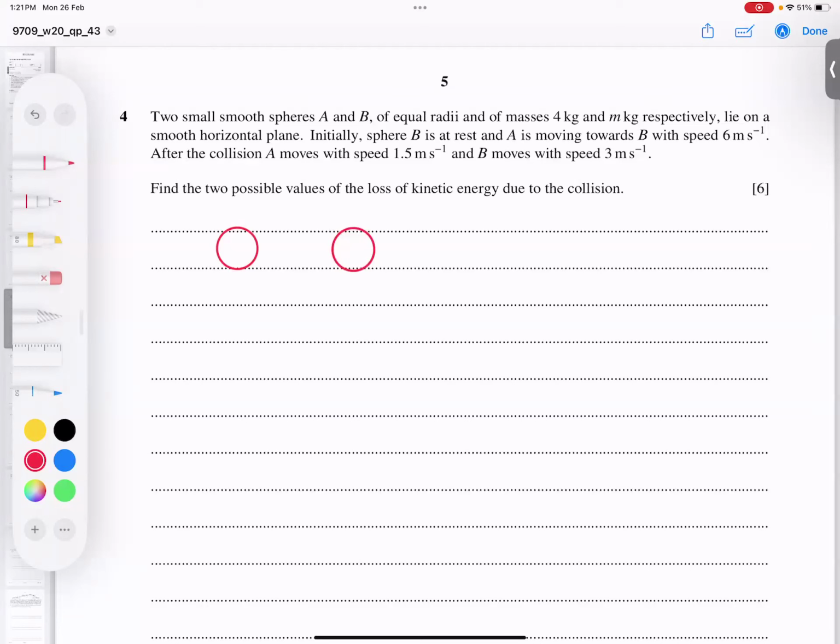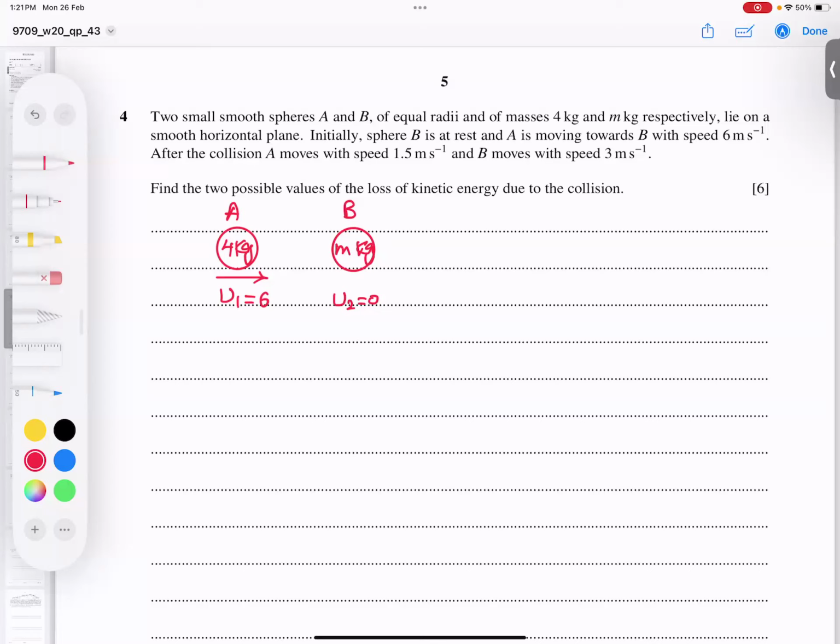So one is particle A and one is particle B. There's 4 kilograms here, and there's m kilograms here. Initially B is at rest, so its speed u2 is equal to 0. A is moving towards B with a speed of 6, so u1 is 6. The whole mechanics depends upon this data. If you put wrong data, the answer becomes wrong. So the best idea is to read and write.